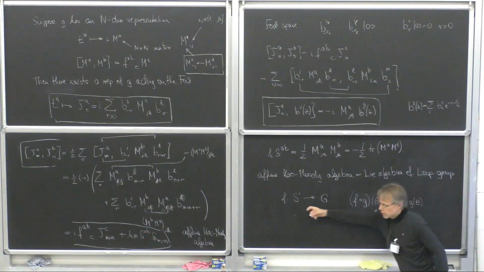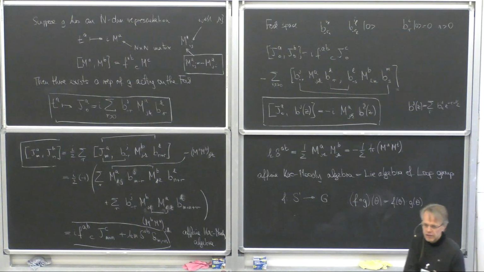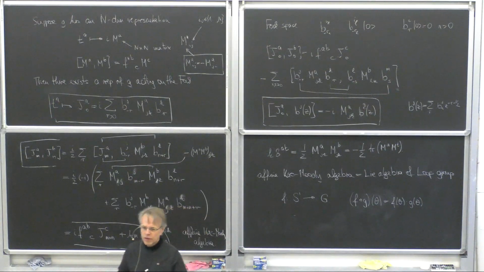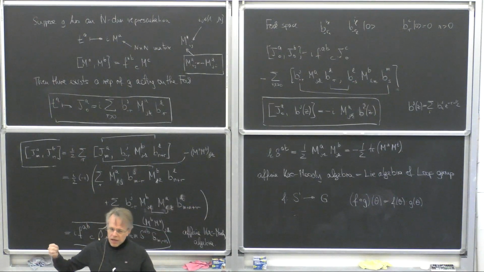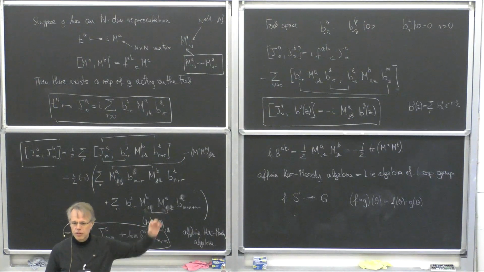So given a function f and given a function g, there is a function f times g, which is the pointwise multiplication of the function f times the function g. And that defines for you another element of the loop group, namely another map from the circle into the loop group.